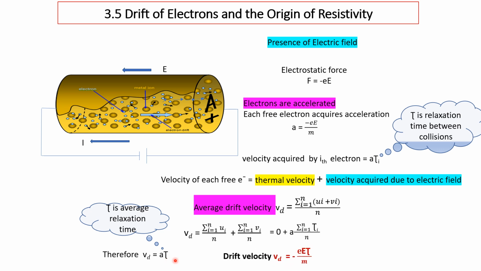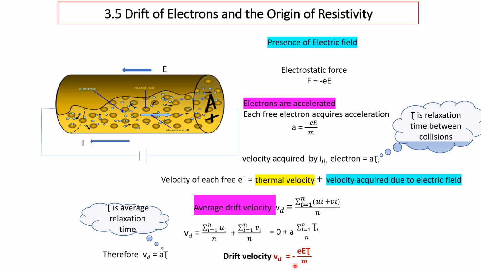So what will be the equation for drift velocity? If we replace the equation for acceleration in this drift velocity by the equation for acceleration shown in this particular equation, we get the drift velocity equation as minus the charge of the electron into the electric field into the average relaxation time divided by the mass.